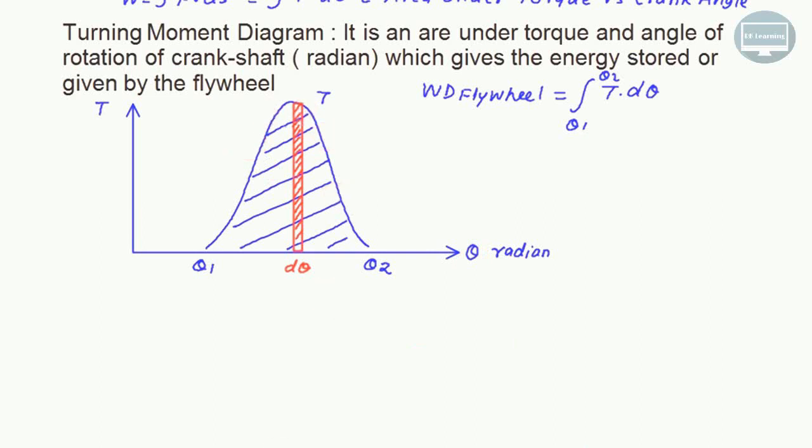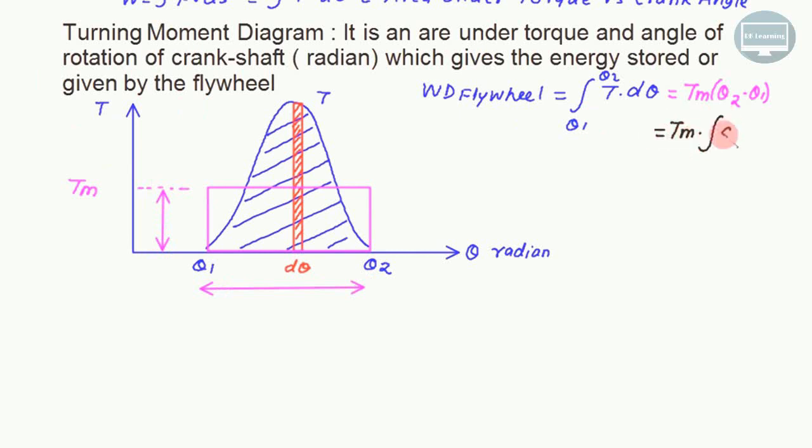If this area is equated with a rectangle of this height, then we call this height the mean torque. In that case, the area of this complete diagram must equal the area under the rectangle. So we can say the total work done is Tm multiplied by theta 2 minus theta 1. Theta 2 minus theta 1 is the base, and this one is the height. In mathematical form, you can write this as Tm times the integral of d theta from theta 1 to theta 2.